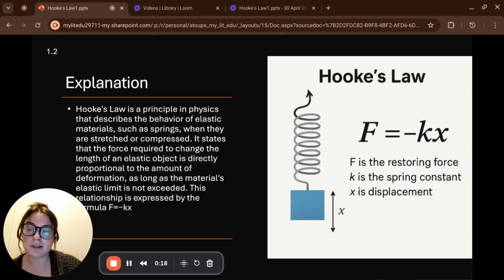Hooke's Law is a principle in physics that describes the behavior of elastic materials such as springs when they are stretched or compressed. It states that the force required to change the length of an elastic object is directly proportional to the amount of deformation as long as the material's elastic limit is not exceeded. This relationship is expressed by the formula F equals negative Kx.